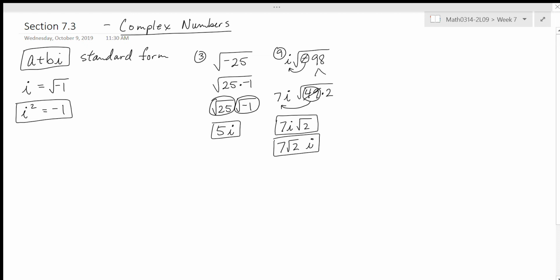All right, let's do one more of those. I'm going to make one up and you see if you can work it out. There you go. How about square root of negative 250? Let's see if you can simplify that radical.